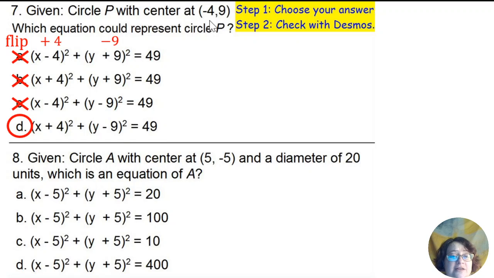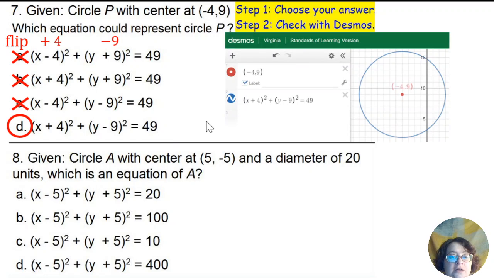We should have a center at (-4, 9) if we got the right answer. So if we plug all of this into Desmos, here, I'll plot my center. I want to make sure that's right in the center of the circle. I write the whole equation out. And if you look at our picture, our little red dot right here for (-4, 9) is the center of our circle. So it looks like we did get that one correct.